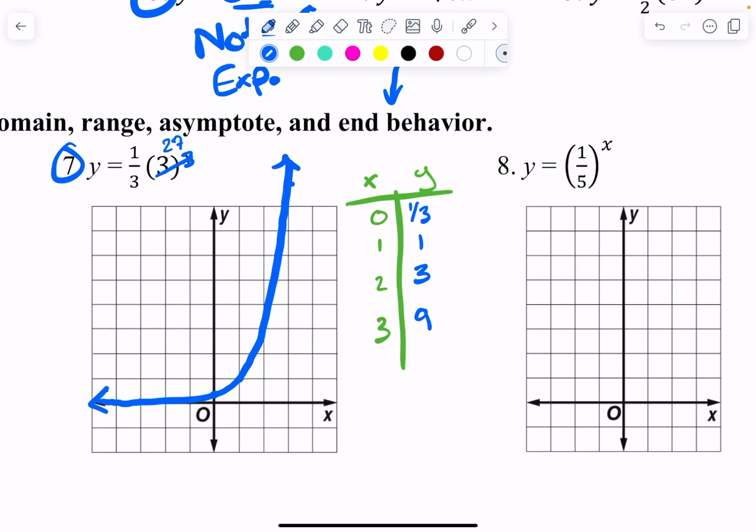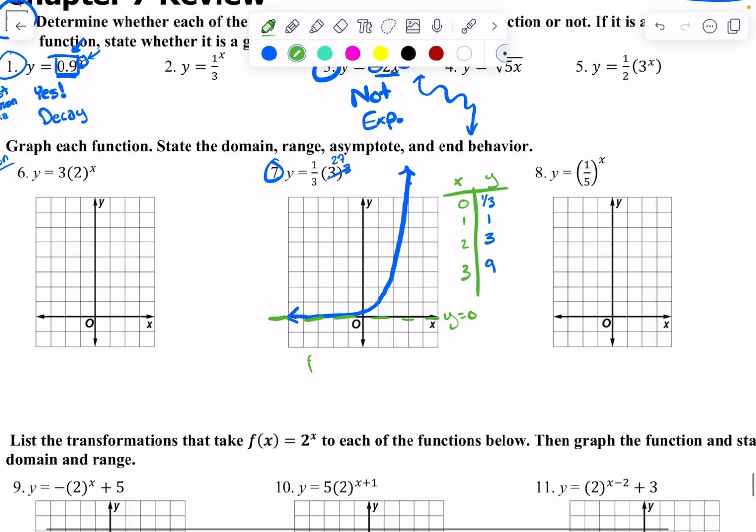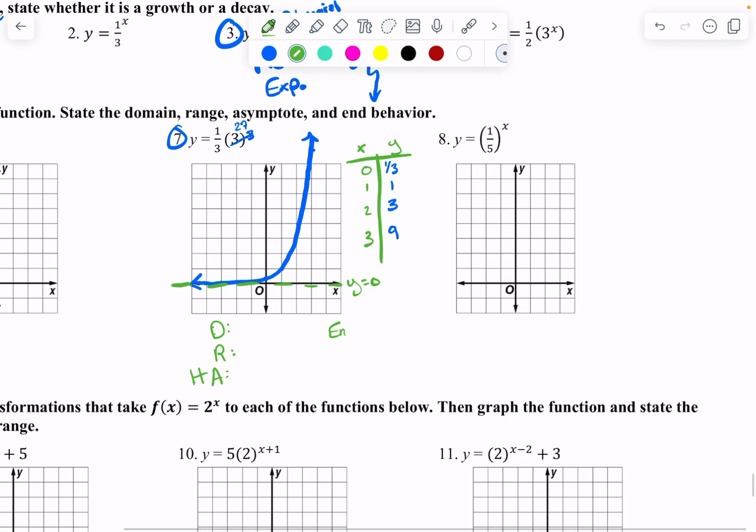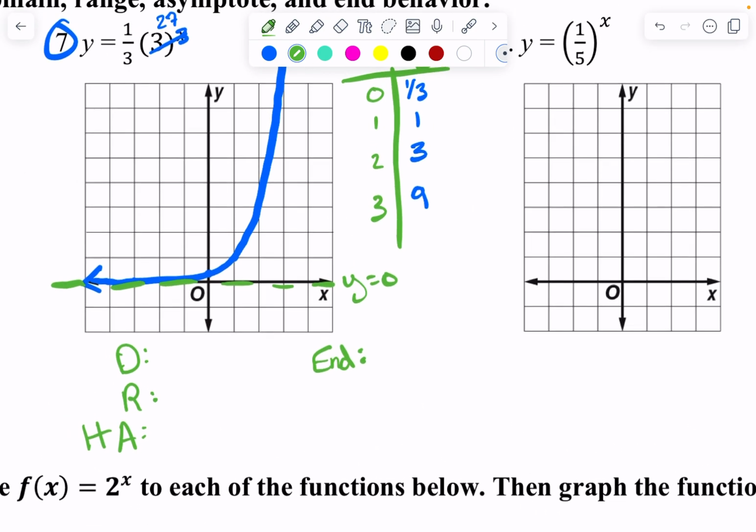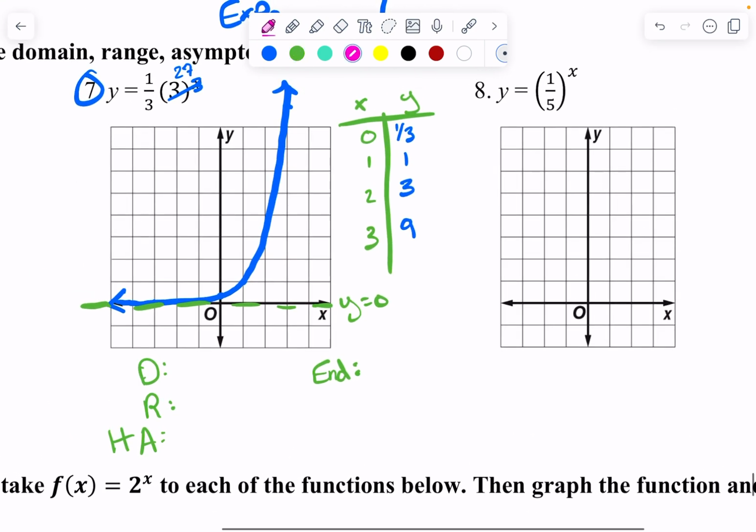This is an exponential growth function because he's going uphill, and our horizontal asymptote is here at 0. Y equals 0. So let's fill in some stuff. We need domain, we need range, we need the asymptote. I'm going to say the HA because he's a horizontal asymptote, and then the end behavior. So I'll say end.